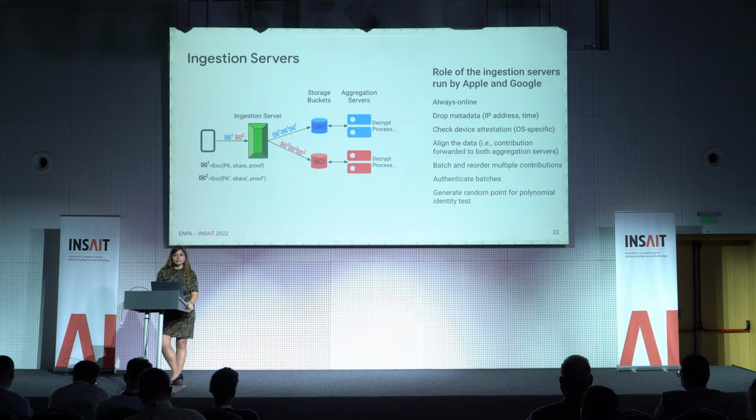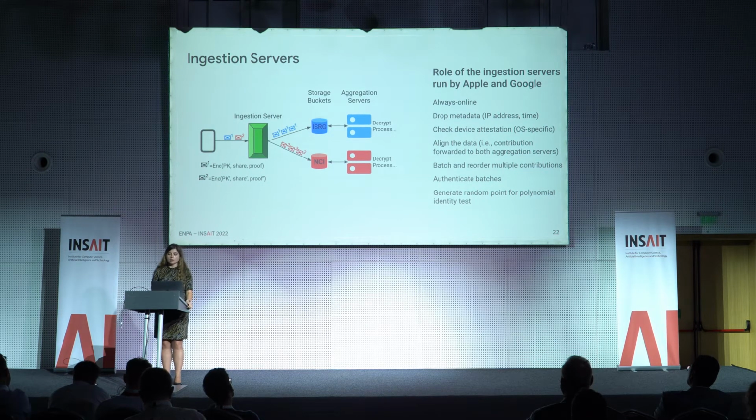These ingestion servers receive only encrypted data. Each mobile device encrypts their contributions under the public keys of the two aggregation servers, and only this encrypted data goes to the ingestion server that checks the device attestation, whether this is a real device, and filters all contributions that come from non-verified devices. Another goal for this ingestion server is to drop any metadata that comes with the contribution, which includes IP addresses or some timestamps.